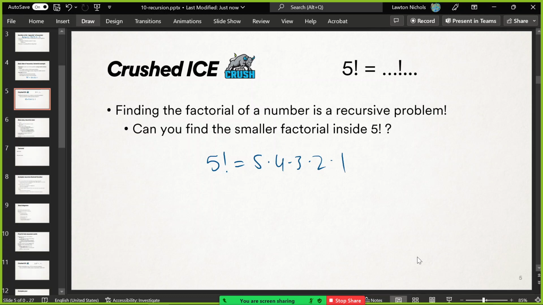Take a minute, convince your neighbors. If they don't see it, show them what you see. Can somebody find that smaller factorial? So take a minute to try that, and I'll have you tell me what you see. Do you see the problem inside of itself? Can you find a smaller factorial inside of 5 factorial?